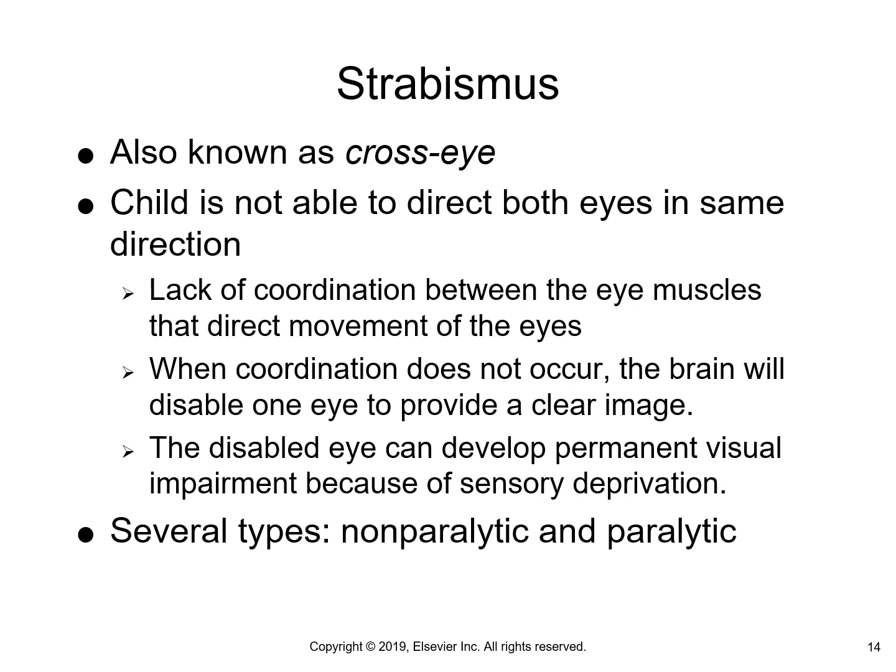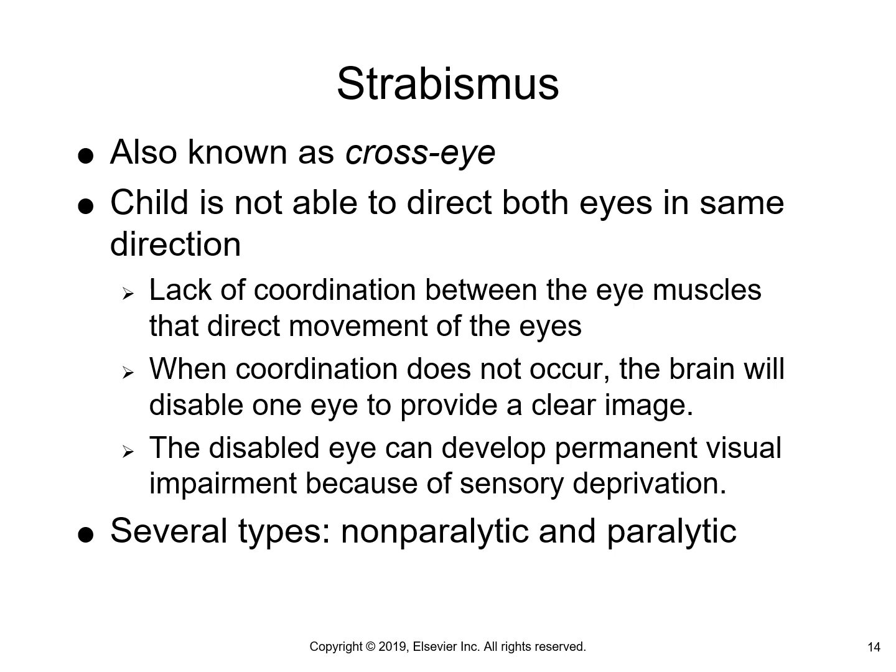With your paralytic, the deviation of the gaze occurs with movement when the eye is actually attempting to focus. The child is not able to direct both eyes in the same direction. That's why it's called cross eye. And there's a lack of coordination between the eye muscles that direct movement of the eyes. When that coordination does not occur, the brain will disable one eye to provide a clear image.